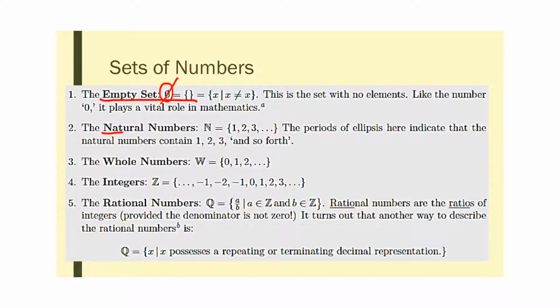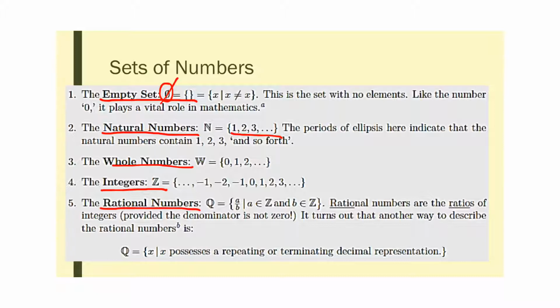Then the natural numbers, sometimes called the counting numbers, are just 1, 2, 3, 4, and on and on and on. Then the whole numbers: we put the 0 in there with the natural numbers, and you've got the set of whole numbers, all non-negative values. And then the integers: you add in the negative values as well as 0, and then you have the integers.